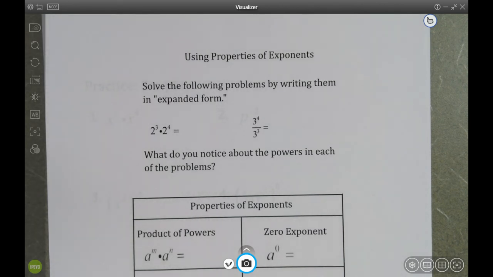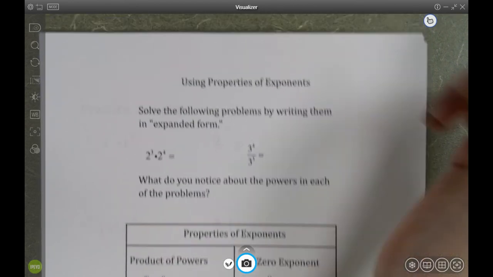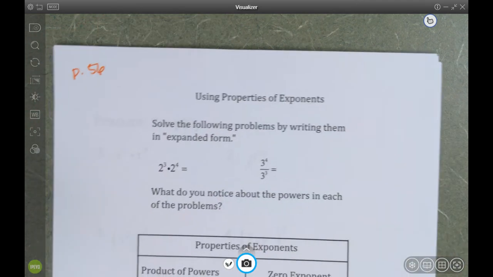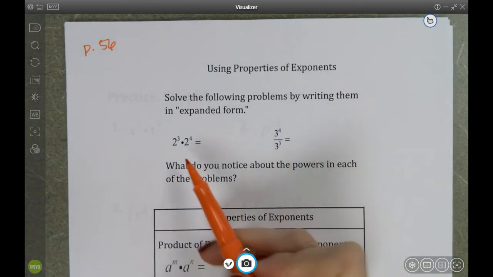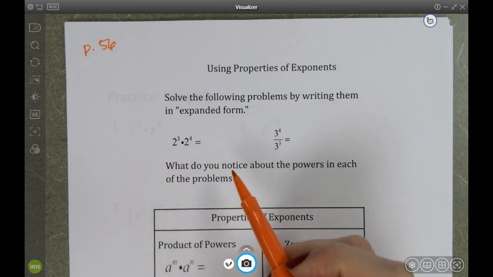Okay, so flashing back to Algebra 1, we had these exponent properties. And as a reminder, we're going to go through them. This is going to go on page 56, by the way. It says solve the following problems by writing them in expanded form.